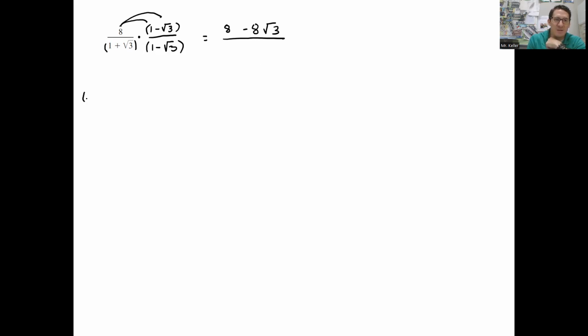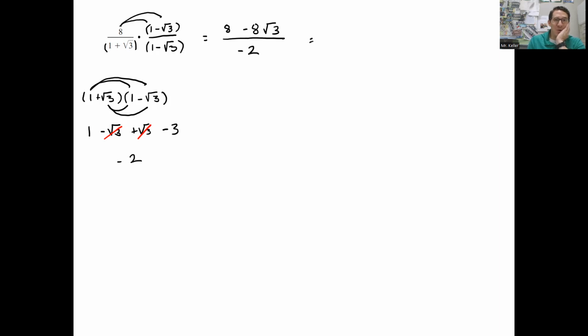I'm going to do the bottom off to the side because it's a little bit more work. So 1 times 1 is 1. 1 times negative root 3 is negative root 3. Root 3 times 1 is positive root 3. Root 3 times negative root 3 is negative 3. So here, on the bottom, the root 3s cancel each other out. I just have 1 minus 3 left. 1 minus 3 is negative 2.